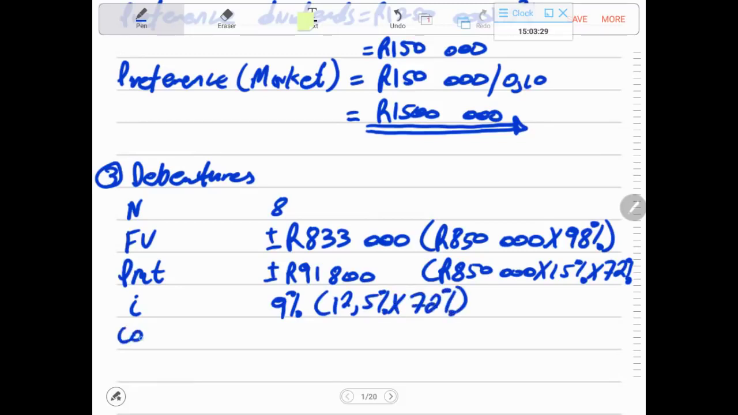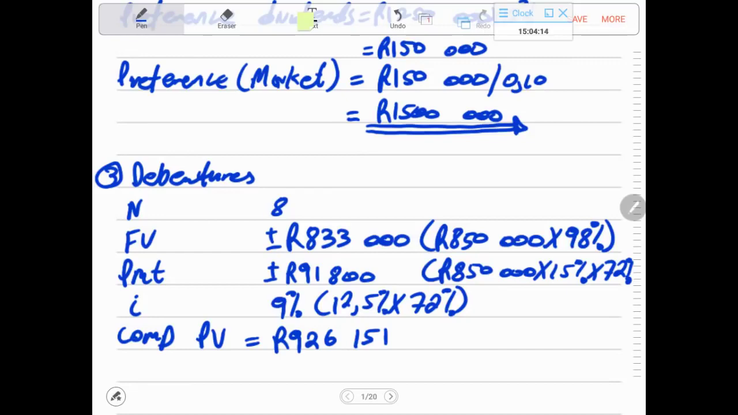Then after, we can compute our present value. We want to know the value of this financial instrument according to the market values. So it will be 8 being our N, 9 is the interest, 833,000 is our future value, 91,800 is our PMT, and we compute our PV. PV is 926,151 rands.